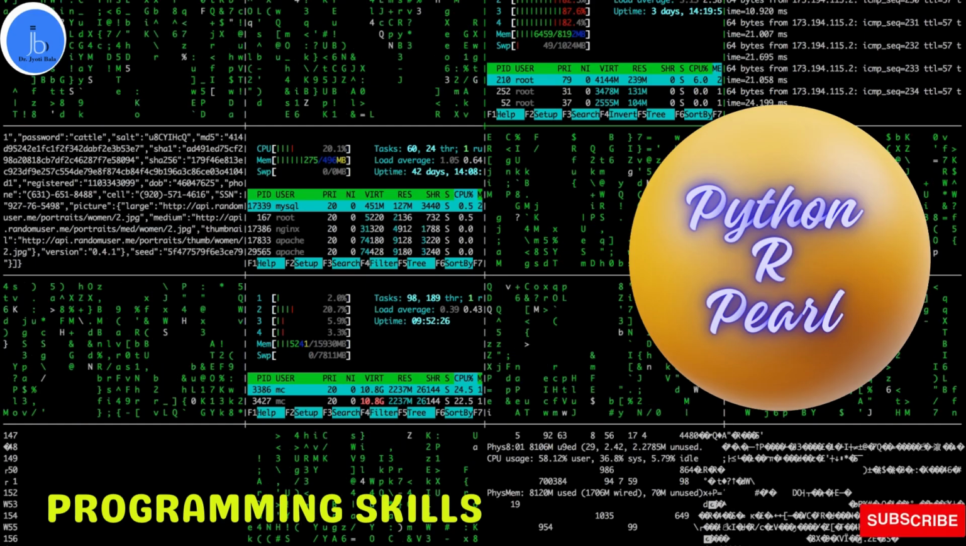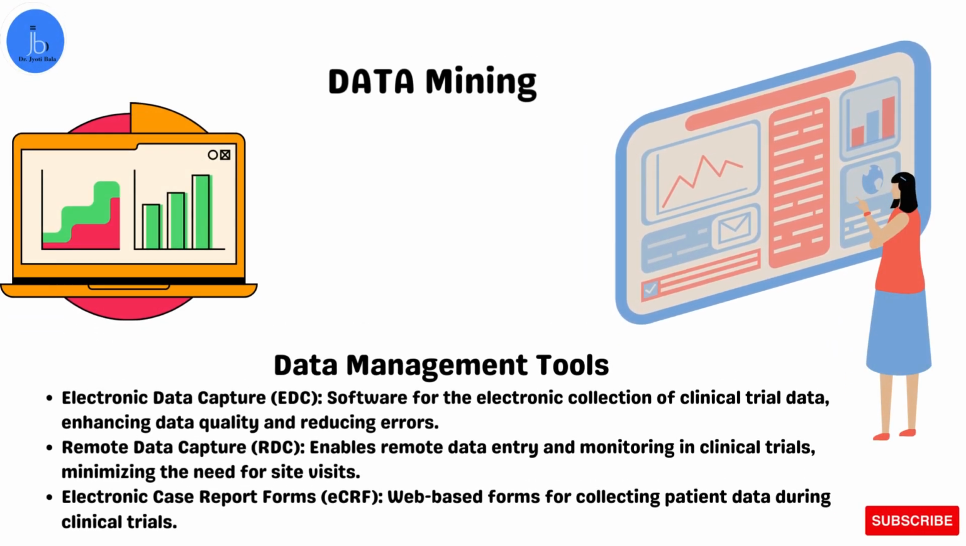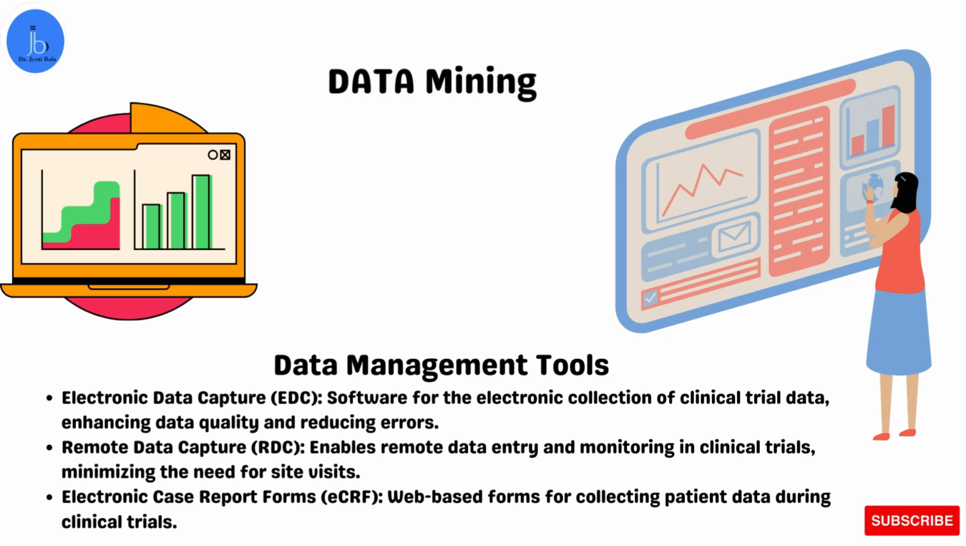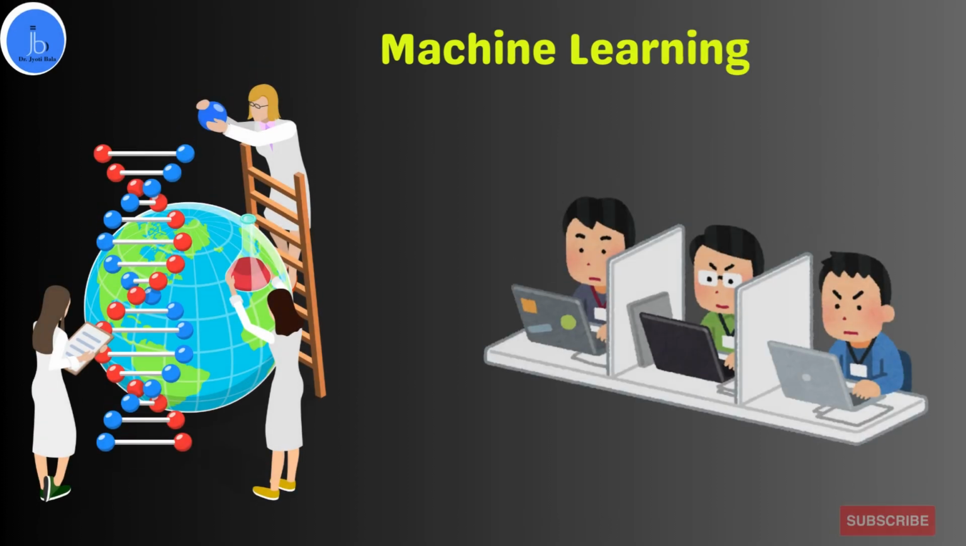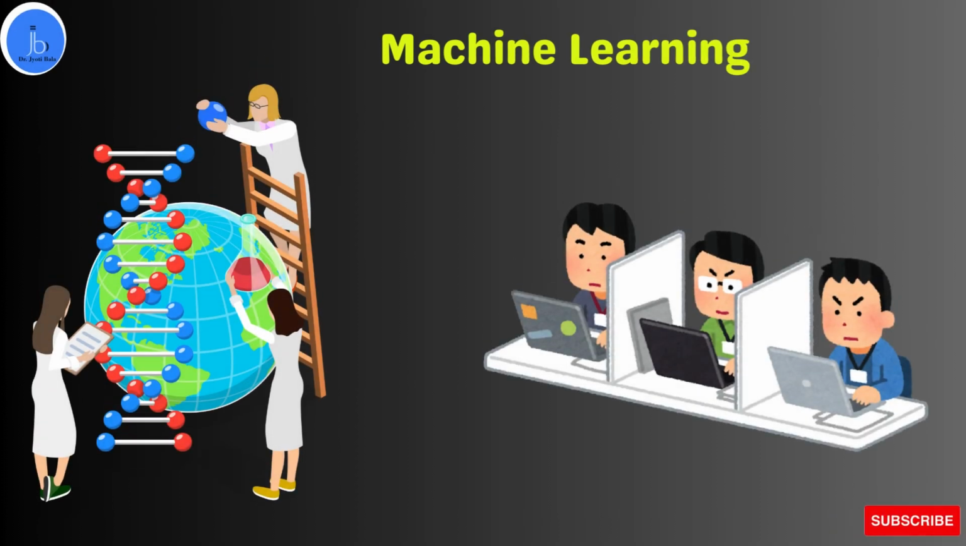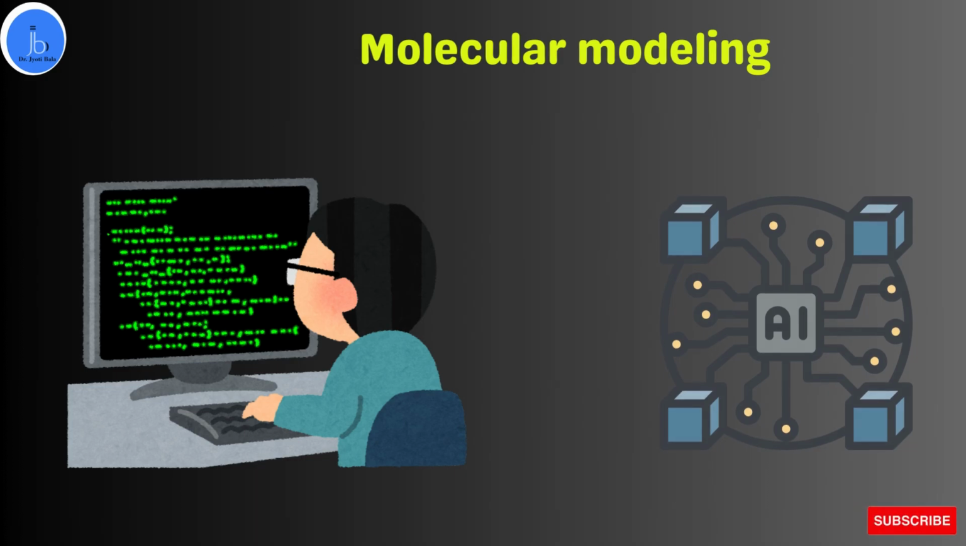And a few of the significant approaches which we require are data mining, where you extract useful information from large data sets. You can also utilize machine learning, where you apply algorithms to predict outcomes based on biological data. You can also use molecular modeling, where you simulate molecular interactions to understand biological processes.